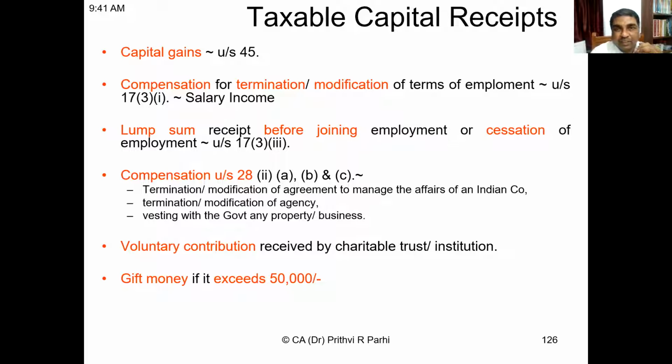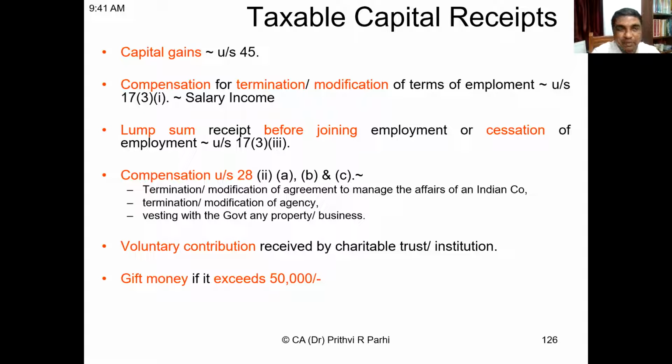Now let us see what are the taxable capital receipts. As you're aware, capital receipts are normally not an income. Is it not? But if it is a capital asset and capital gain is arising out of transfer of that asset, what is capital gain and how it will be chargeable, all these things we'll be discussing when we'll be reading the chapter capital gains. Okay, at that time it will be more clear. So when we'll be reading section 45 and a few other sections, we'll be understanding what is capital gain.